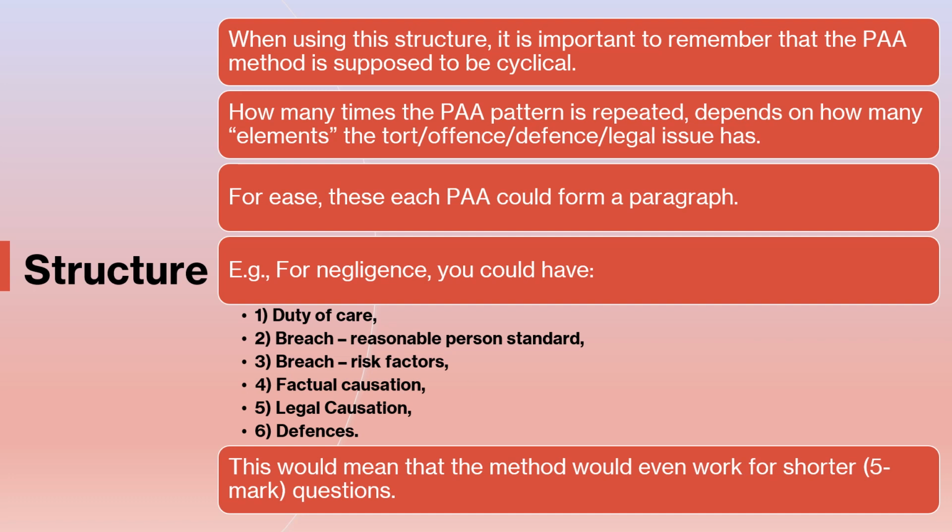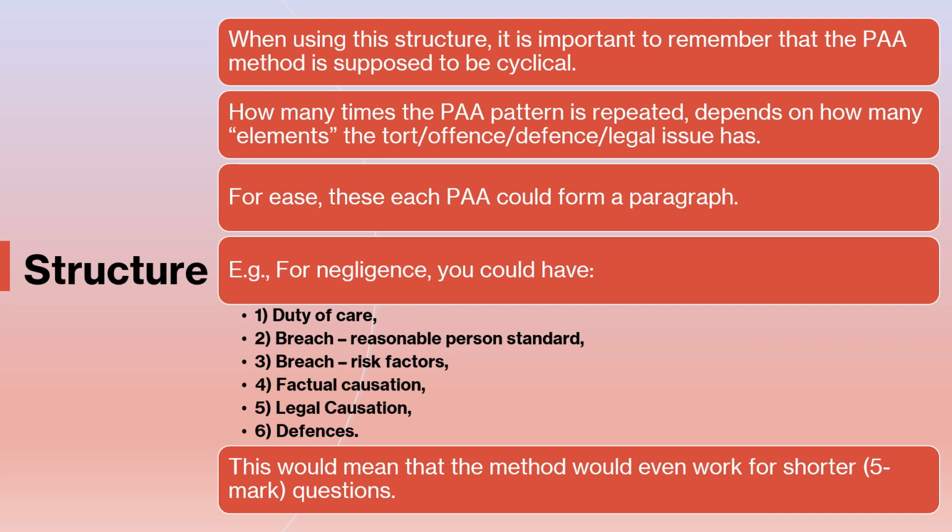Okay, so when using this structure, we're going to go to the PAA method. It's important to remember that it's cyclical. So the PAA is for each individual issue. How many times this PAA pattern is repeated depends on how many elements the tort or offence or defence or legal issue has. So for example, if you've got negligence, then you should really be looking at about 6 PAA paragraphs. For ease, these could form each paragraph, in terms of structuring your work, it could help.